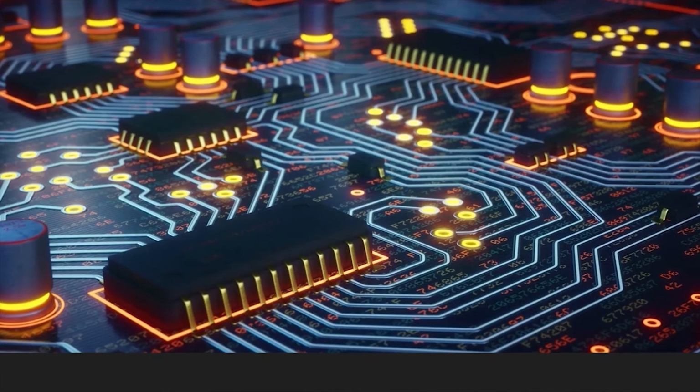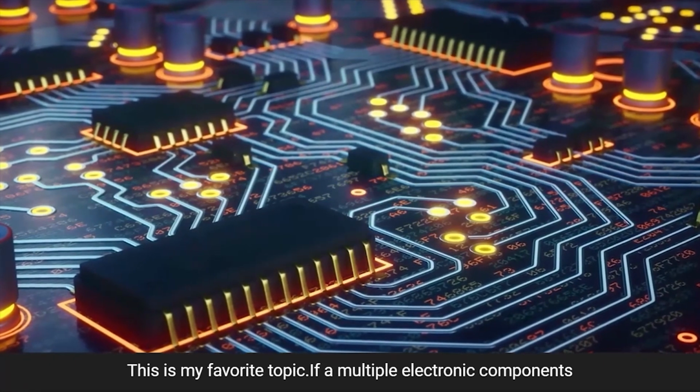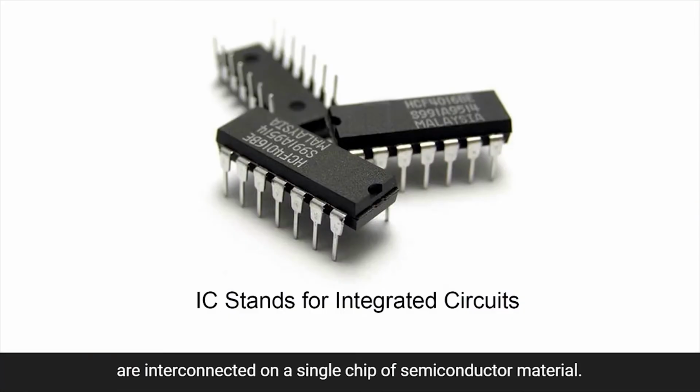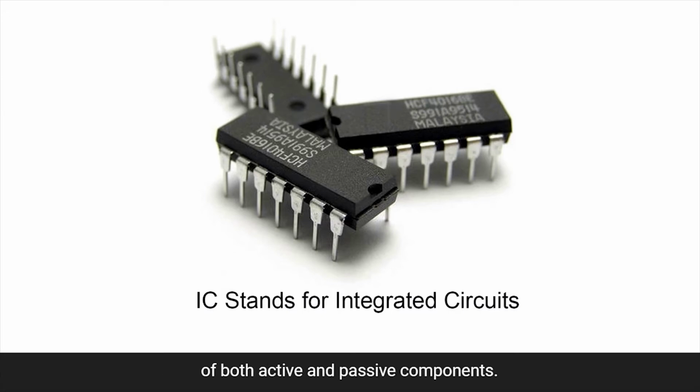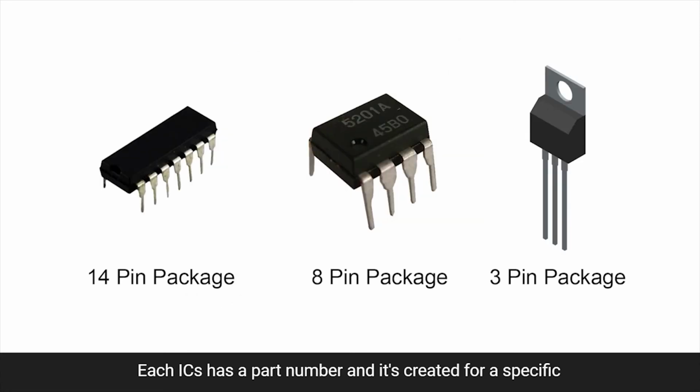Let's talk about ICs. This is my favorite topic. If multiple electronic components are interconnected on a single chip of semiconductor material, then the chip is called an integrated circuit. It consists of both active and passive components. Each IC has a part number and is created for a specific purpose. ICs are available in different packages.